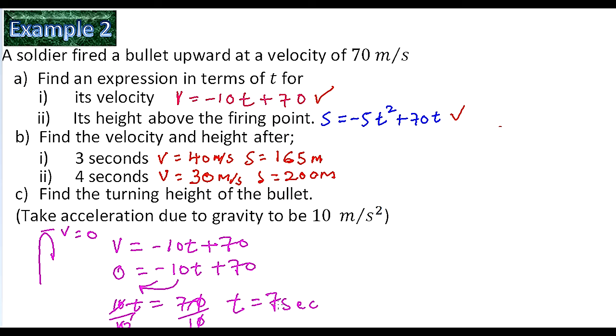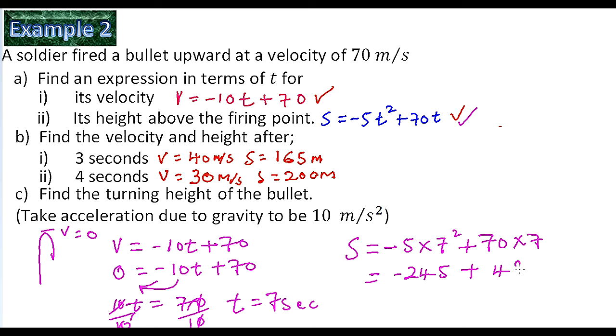So it is after 7 seconds that the bullet will turn and then start moving downwards. So we find S at t is equals to 7. So our expression is minus 5 multiplied by 7 squared plus 70 multiplied by 7. So it is equals to minus 49 times 5, which is minus 245, plus 490, and when you subtract 245 from 490, you get 245.